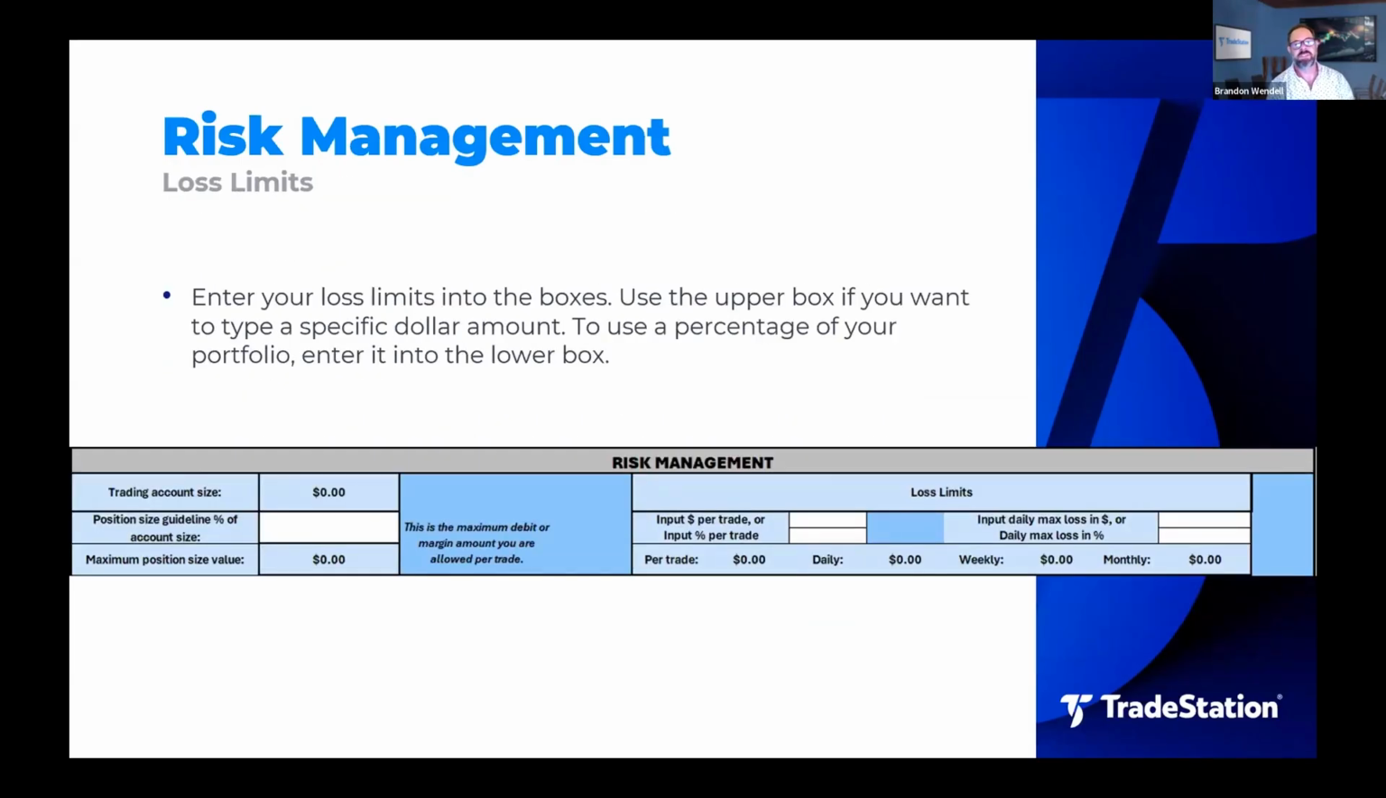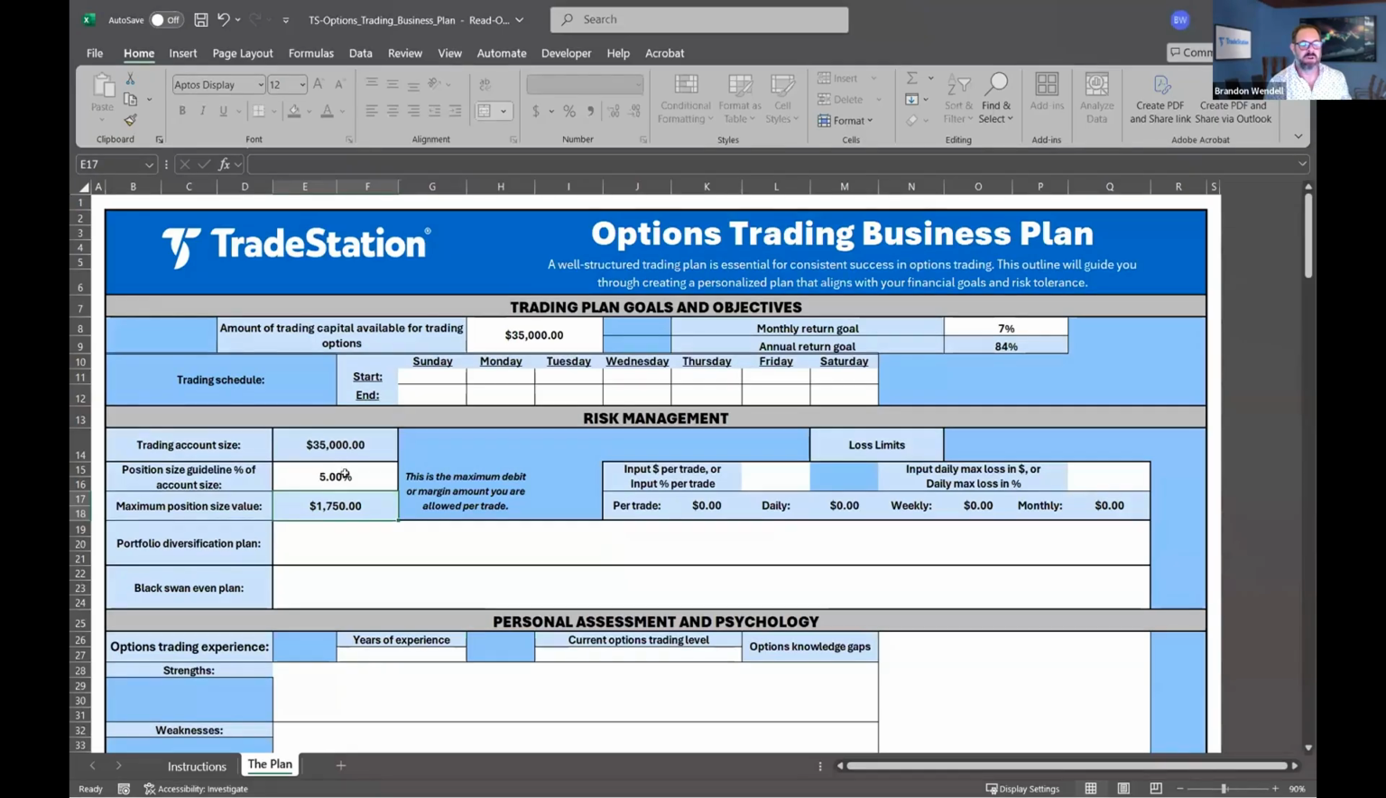You can put in your loss limits in the box as well, and you can do it per dollar or percent per trade. Again, I can go back to the worksheet, and I said I'm going to be using no more than 5% of my capital for any one trade, and I'm willing to risk, let's say, maybe 2%. It automatically calculates $700 for my risk per trade.